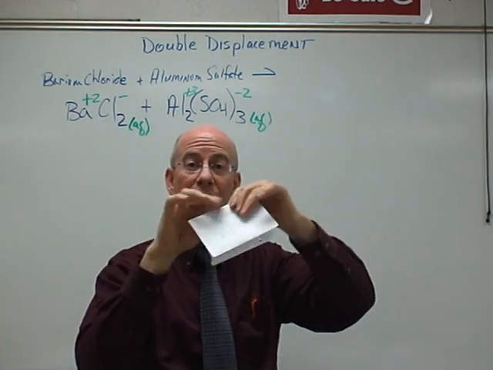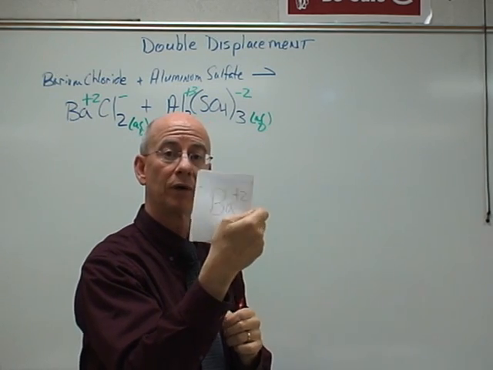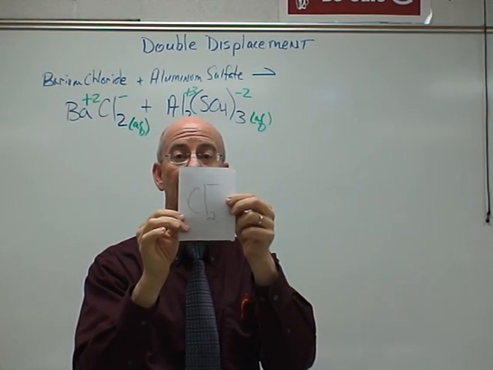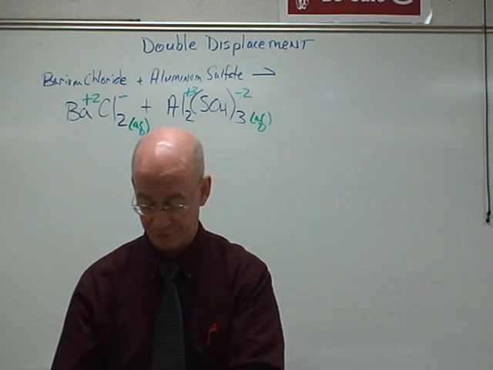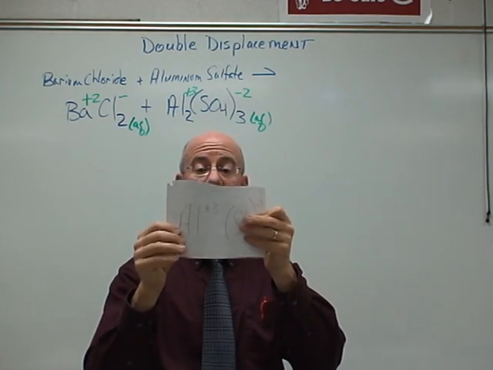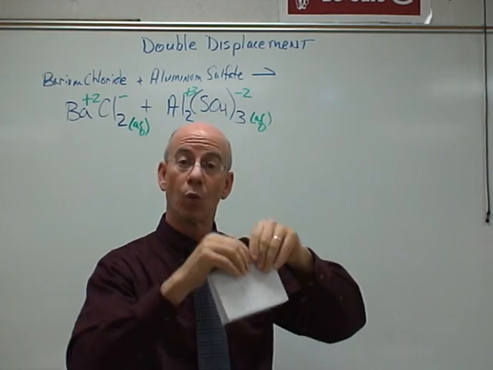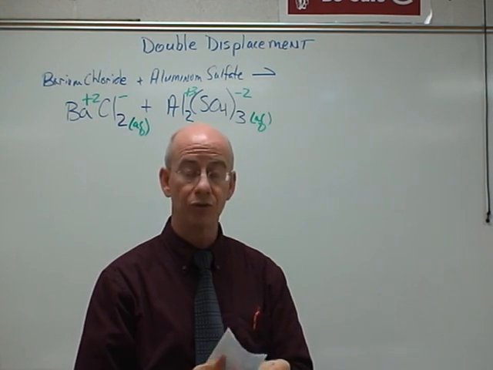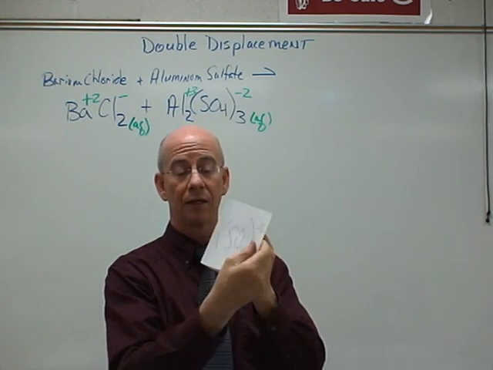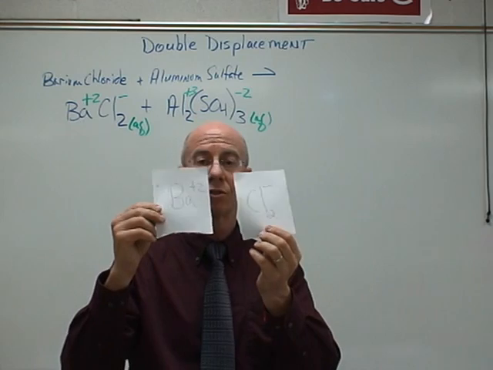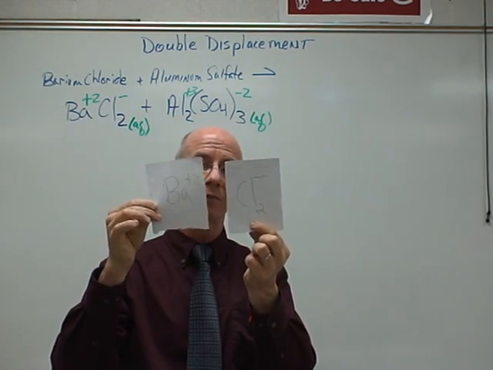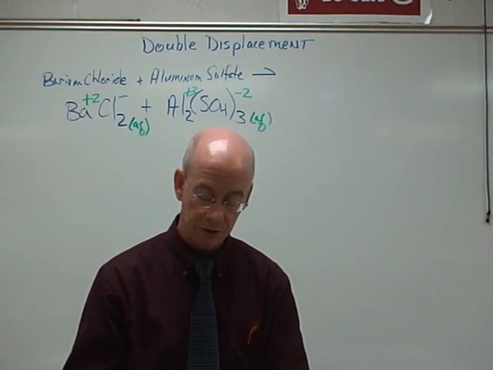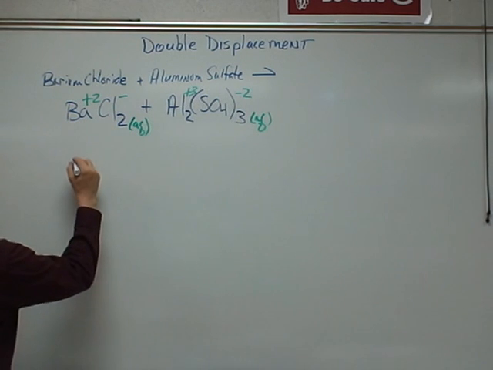So now I want you to fold these in half again with the metal cation on one side and the non-metal anion on the other side, and then tear it in half. Do the same thing with aluminum sulfate. When we put it in water, it dissociates into ions. We have a cation and an anion. So I have barium and chloride ions, but now they're separated in water. So let's write that down up here.